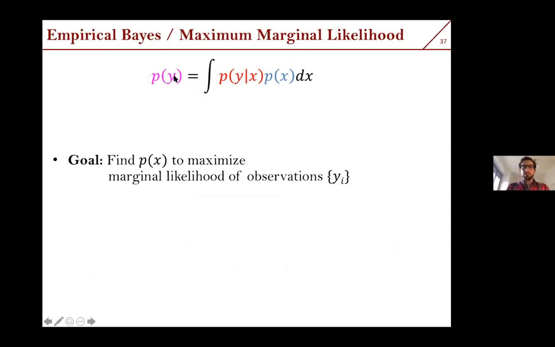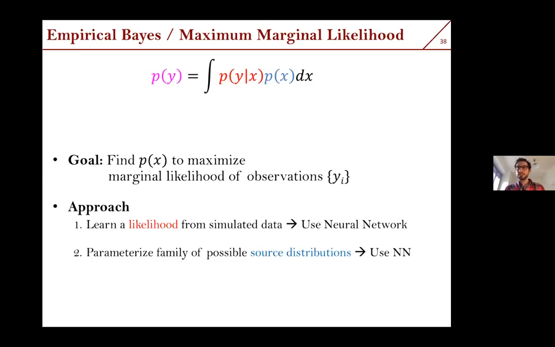So we have this observed distribution that's related to the source distribution through this integral, potentially over a large number of dimensions. And our goal is to find the P of X, the source distribution that maximizes the likelihood of the observations. Now, this is an ill-posed problem. There are actually many source distributions that could do this, but our goal at this point is to find one of them. So the approach we're going to take is to use generative models to approximate both this likelihood, P of Y given X, the probability of observed given true, and to use a generative model to approximate the source distribution. I'll show you how we do that in the upcoming slides.